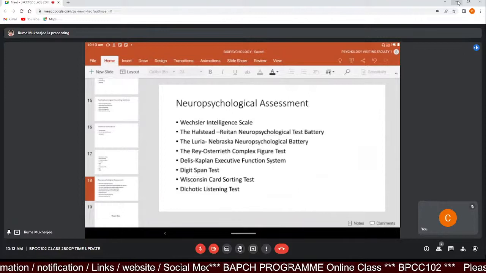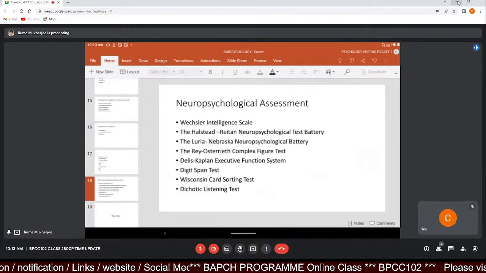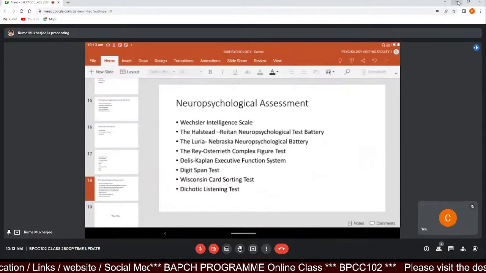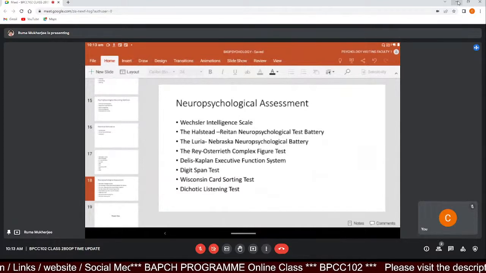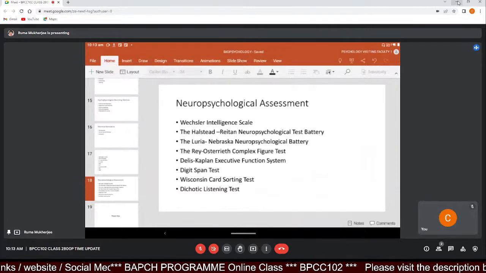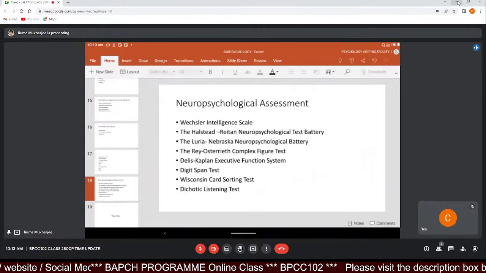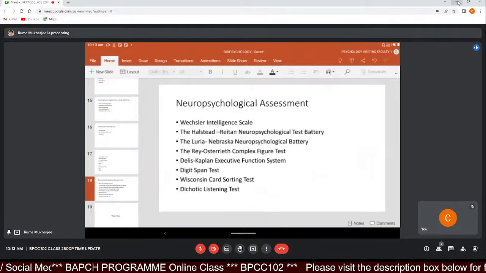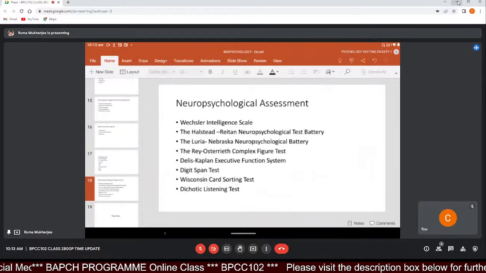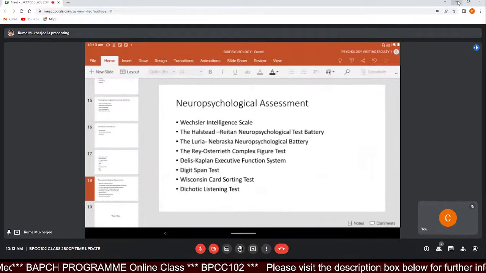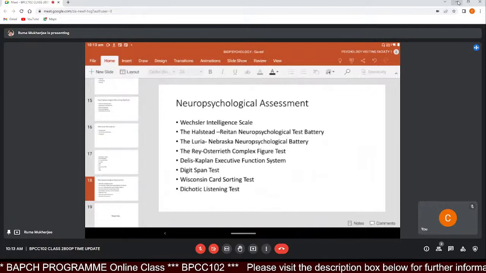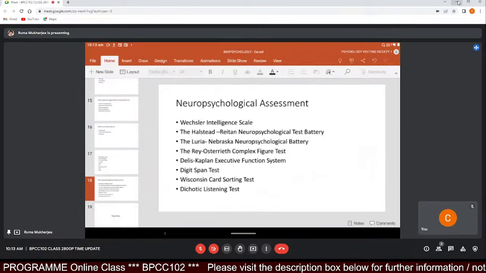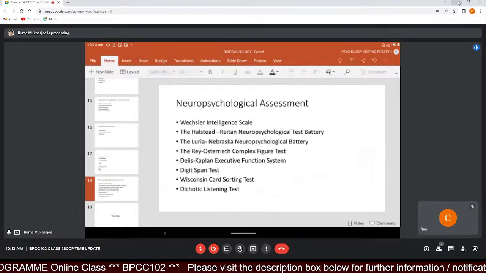Then according to the structure, there are three types of neuron, that is the unipolar, bipolar and multipolar. The unipolar neuron is also known as the pseudo-unipolar neuron. Then the bipolar, that means two poles, so it is known as bipolar neuron, and multipolar neurons have one axon and several dendrites.